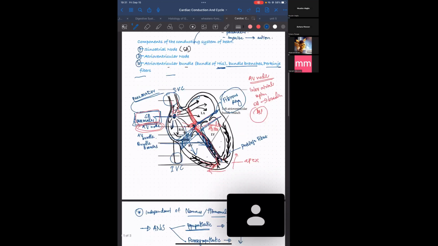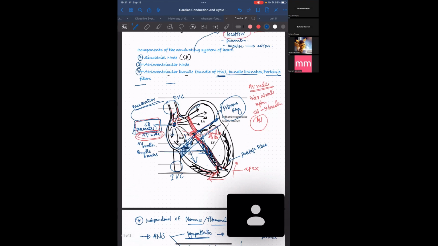All right. Conduction system of the heart. Do you all have any doubt?